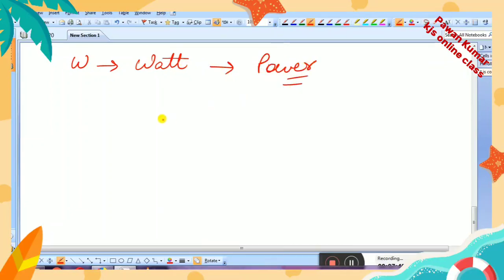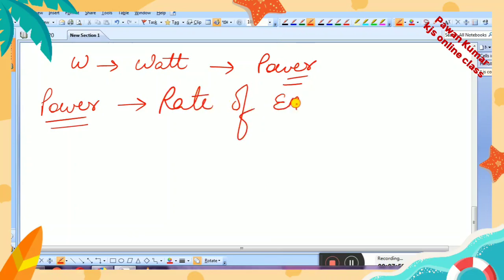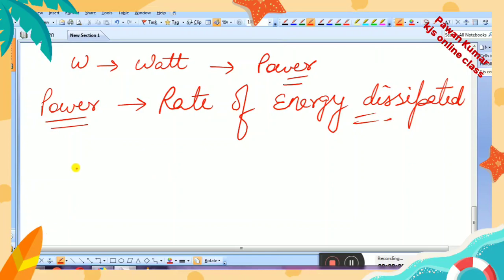Let us study a few things about power first. What is power, children? Power is the rate. Its definition is rate of energy dissipated. It is called power, and its formula is W upon T. Now you see W is work. You can also write energy upon time.